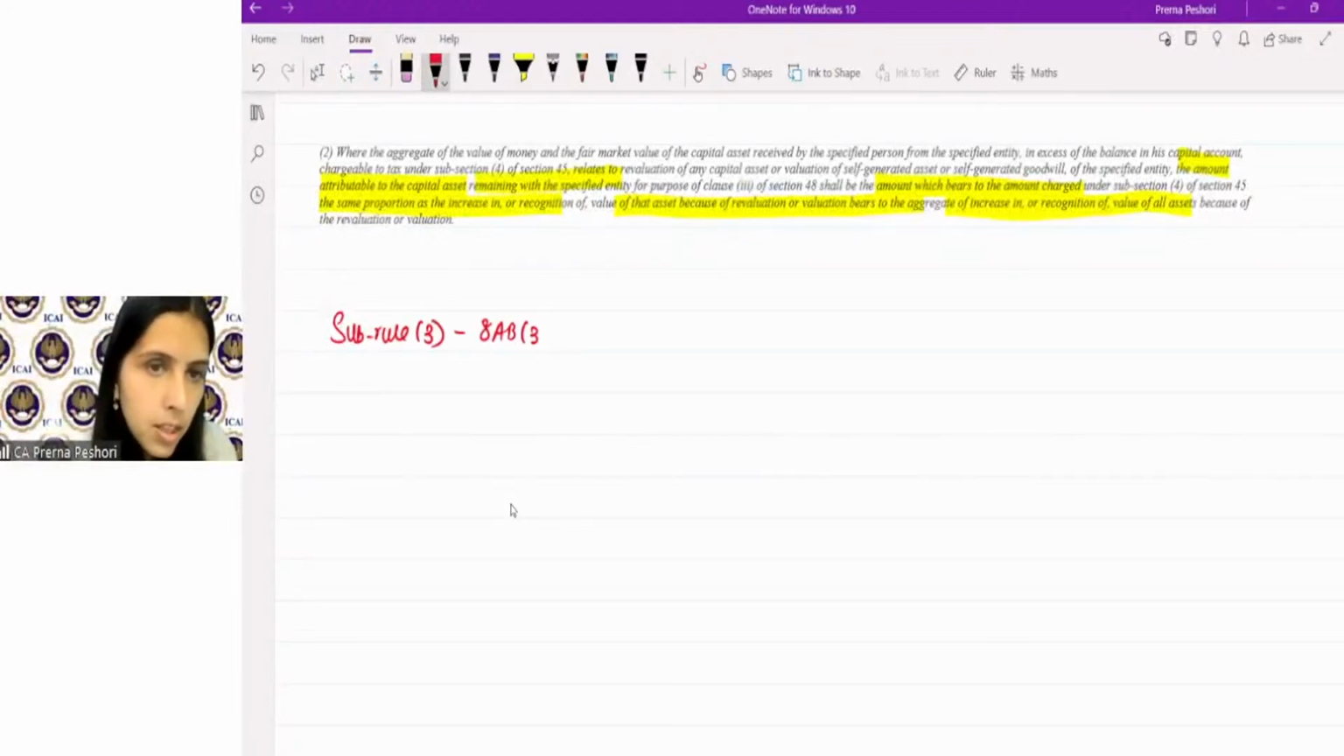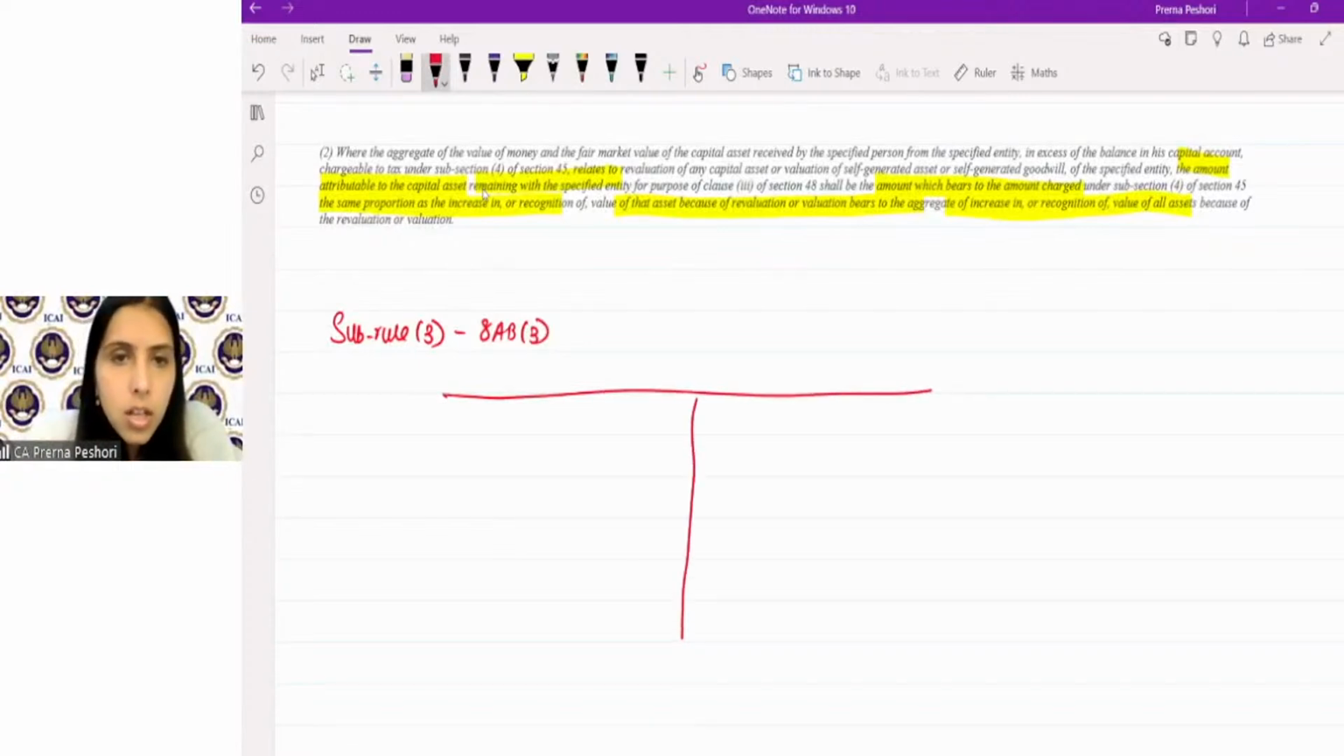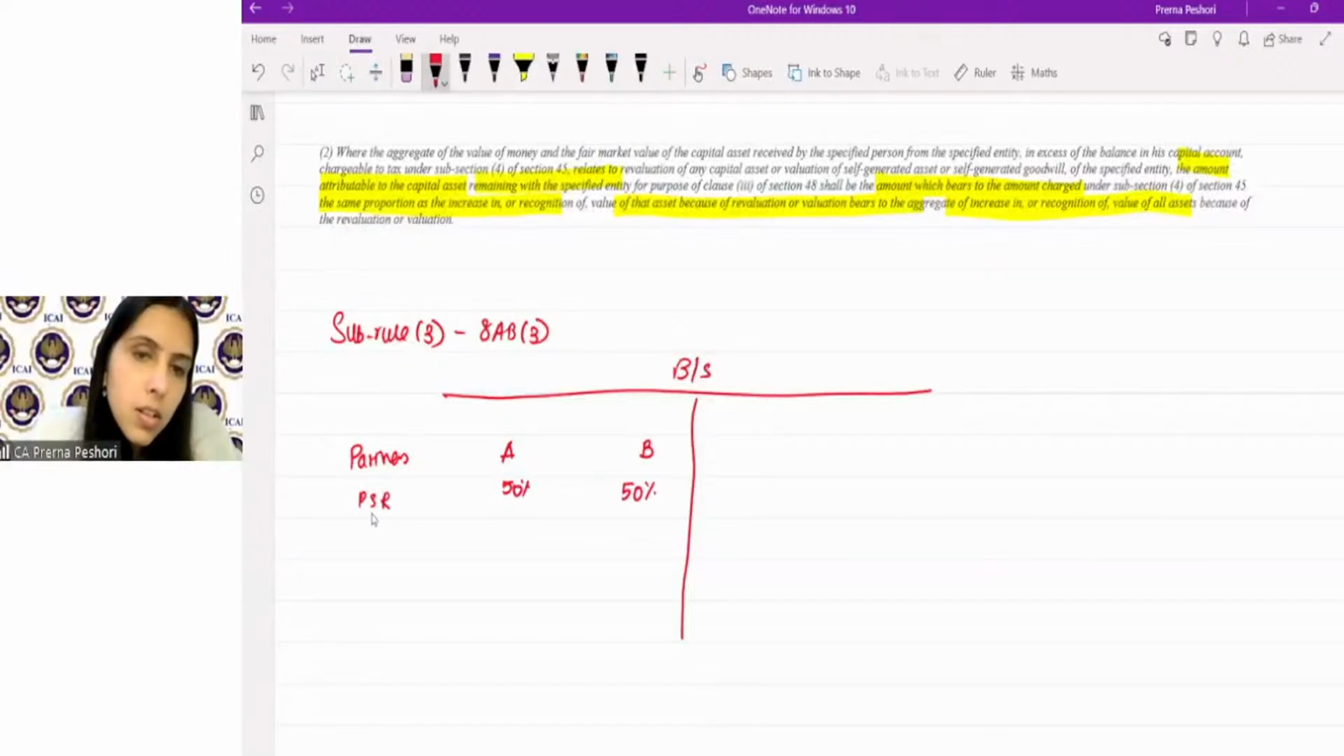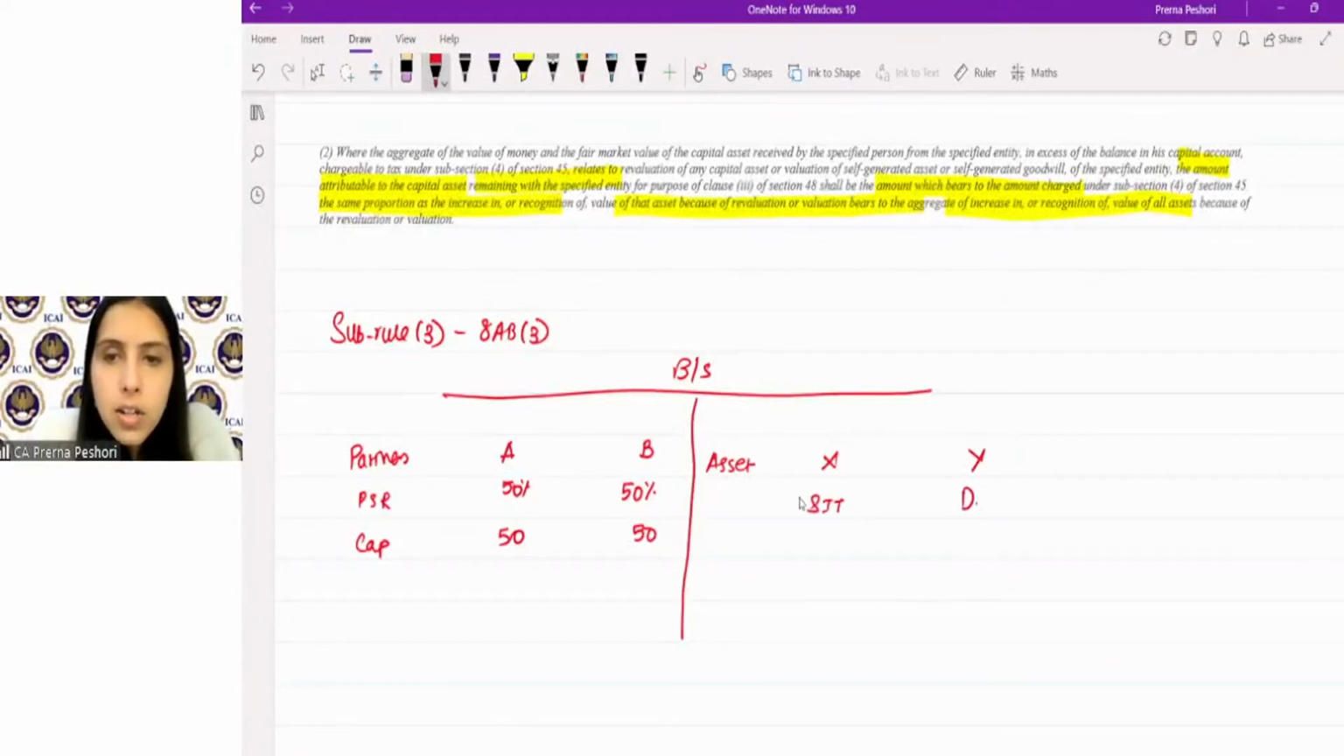Or 8AB3. Now what does it say? So again, I have the balance sheet. I have two partners, A and B. My profit sharing ratio is 50-50%. Capital is 50 and 50. There are two assets, X and Y. X is stock in trade and Y are debtors.